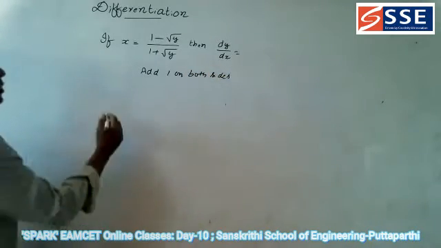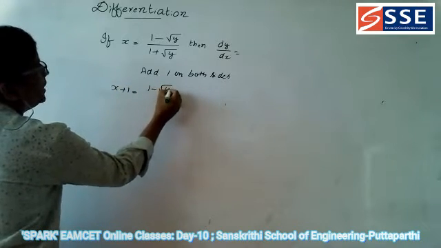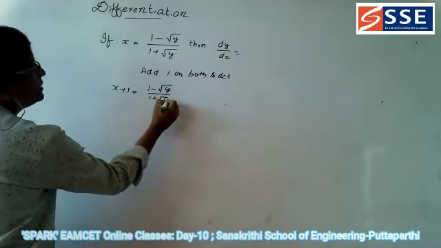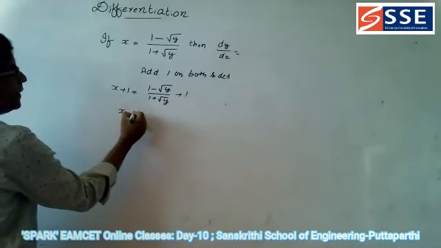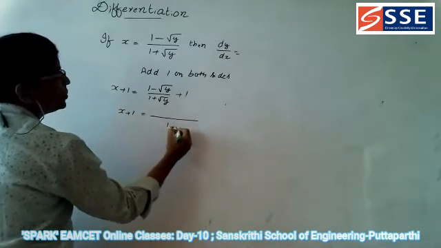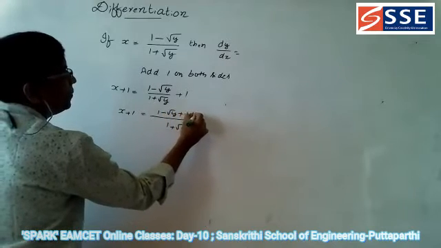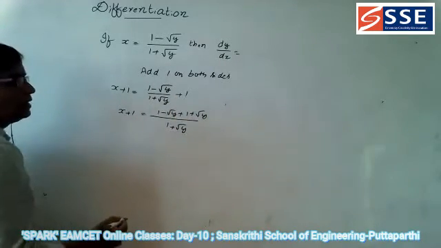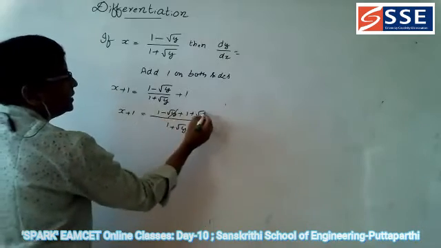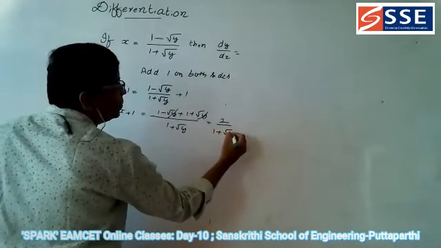Add 1 on both the sides. What it becomes? x plus 1 is equal to (1 minus root y) divided by (1 plus root y), plus 1. Take LCM. So then what it becomes? 1 plus root y. So 1 minus root y plus 1 plus root y. Multiply this, 1 plus root y into 1, 1 plus root y. And now you see here, both get cancelled. 2 divided by 1 plus root y.